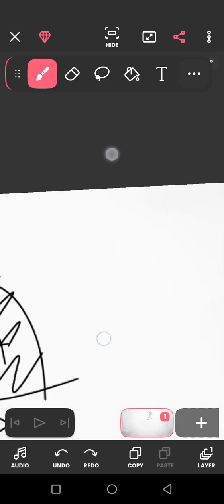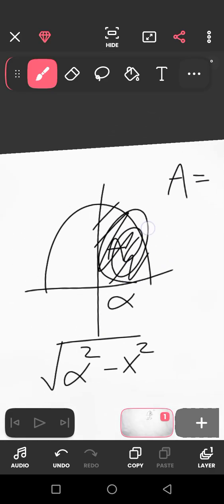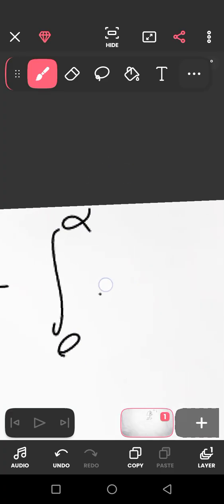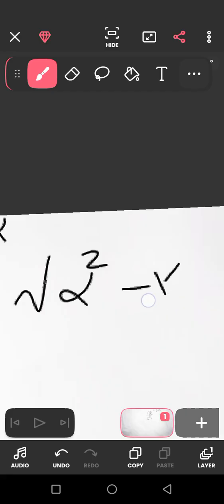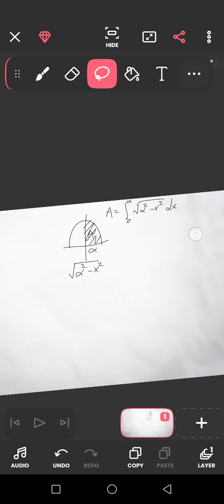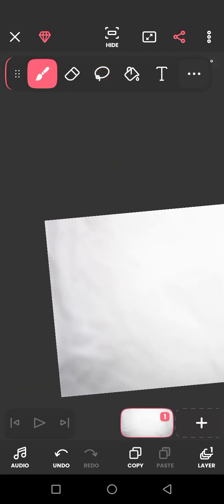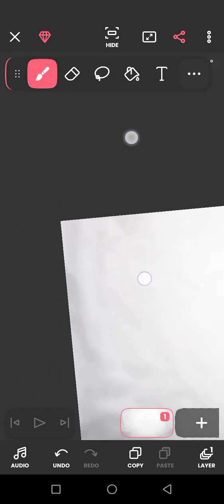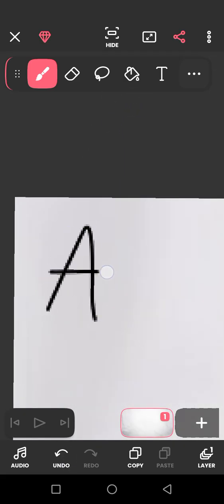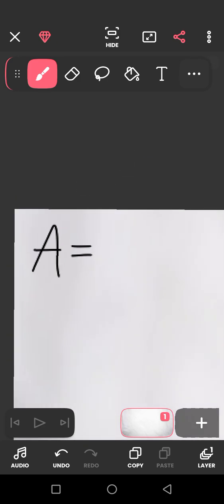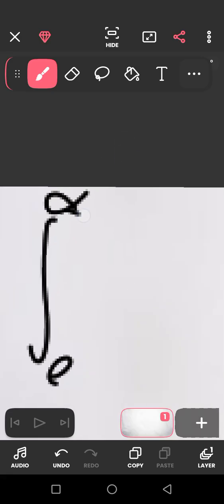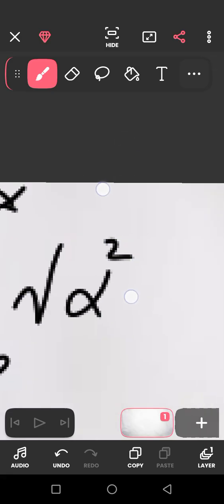With radius a, the area is this piece right here, so that's equal to the integral from 0 to a of the square root of a squared minus x squared dx. Now let's solve it, and after that we will multiply it by 4 to get the entire circle area.